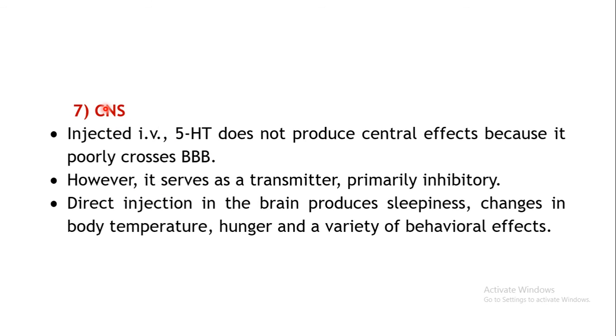Coming to the actions on the CNS. As such, 5-HT can cross the blood-brain barrier only poorly. It cannot cross the blood-brain barrier very effectively, so even if you inject it by the IV route, it does not produce any central effect. However, normally 5-HT acts as a transmitter in your brain. Serotonergic neurons are there, so it acts as a transmitter. Basically it is an inhibitory transmitter.